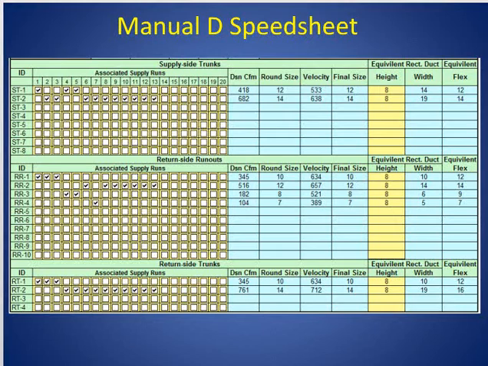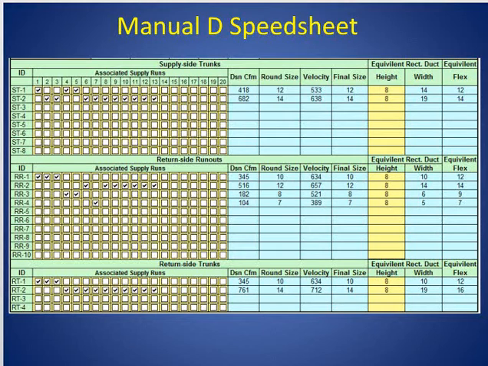Now, when we get down to the bottom, we got the associated supply runs with the return trunks. So this is for the big trunk. This is for the whole bigger part of the trunk. First we have the return registers. That's the part that goes to the trunk. And now we're doing the trunks. And we've got 2 return trunks, 2 main trunks that go in together.